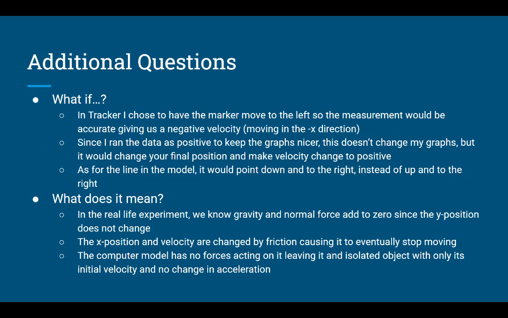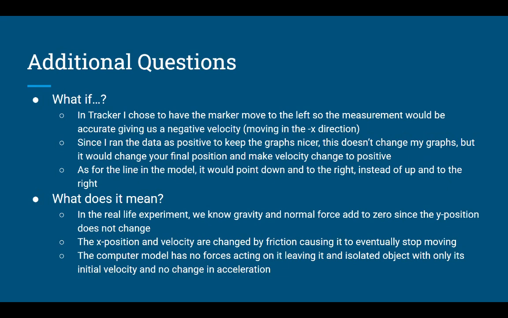So the what-if. As I said, even though it's going to the other side, I just put all of our things as positive to make the graphs look nicer, up and to the right, a lot more normal looking. But if we flip it, the graphs would just go down to the right, and the data points would just be negative because the velocity would just stay that negative number, but our position would increase in the negative direction.